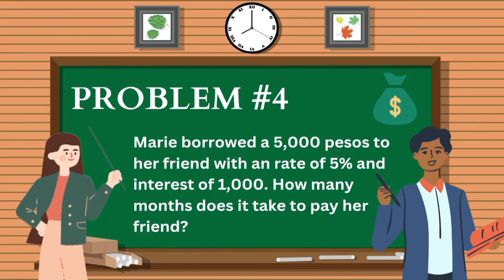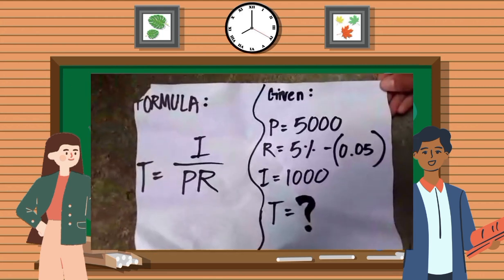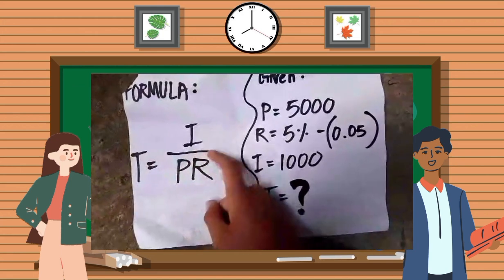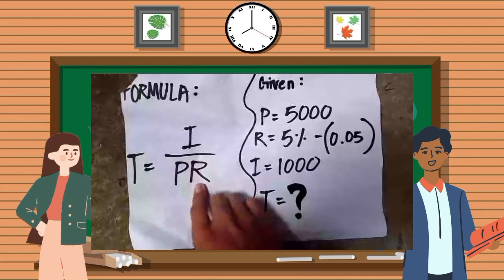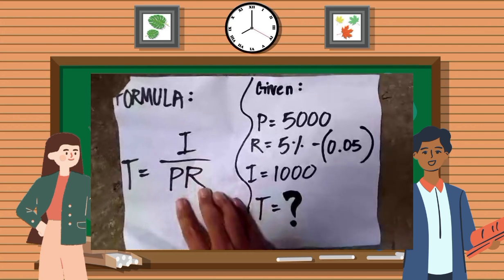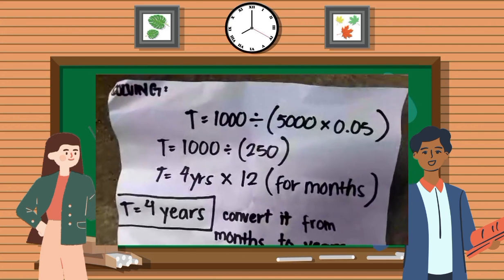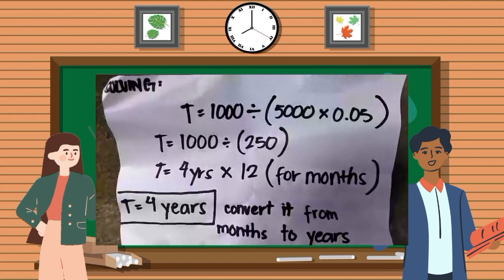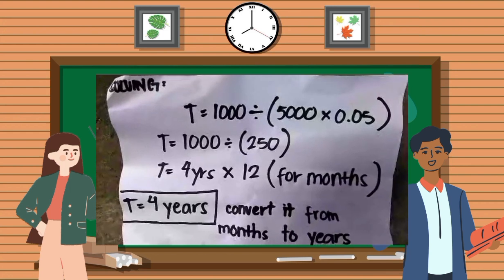Marie borrowed 5,000 pesos from her friend with a rate of 5% and interest of 1,000. How many months does it take to pay her friend? Formula natin ay ito: T equals I divided by P times R. Ayusin muna natin yung format niya. So, T equals 1,000 divided by 5,000 times 0.05.